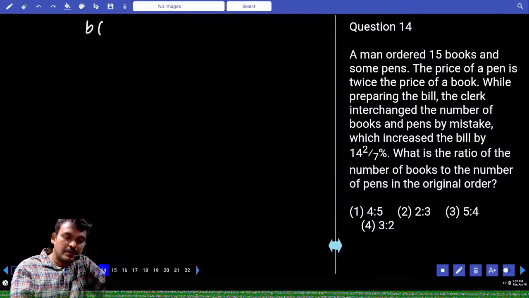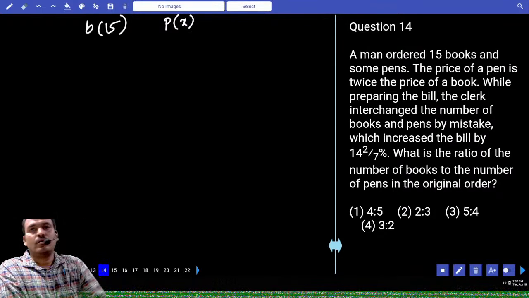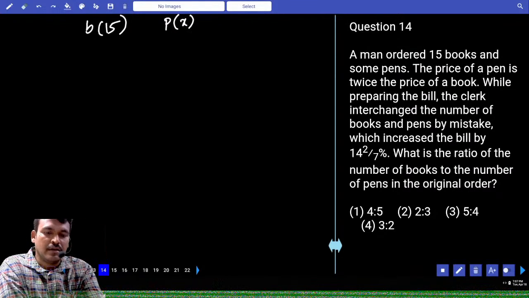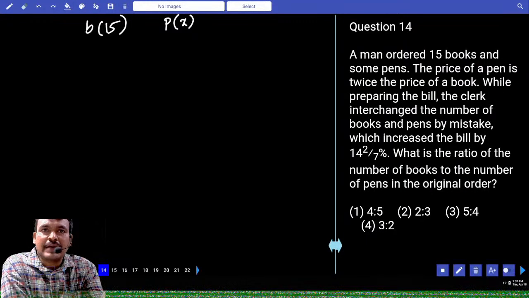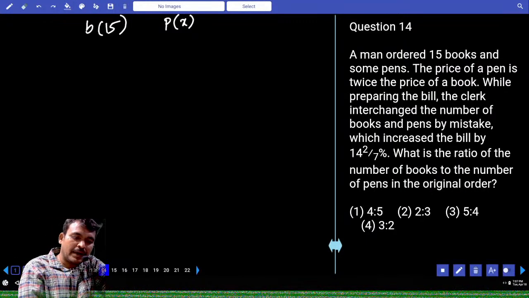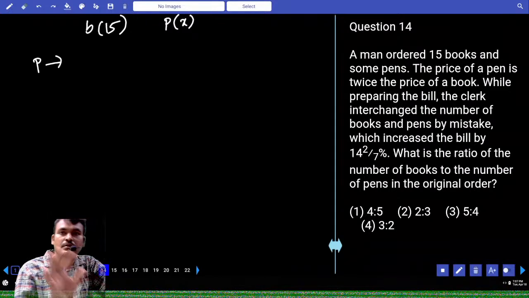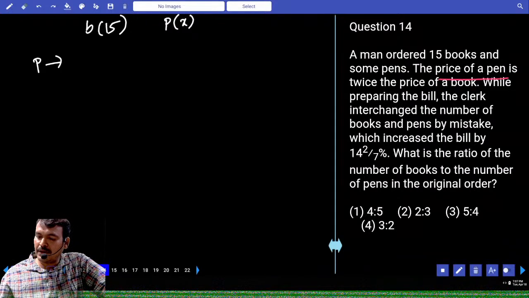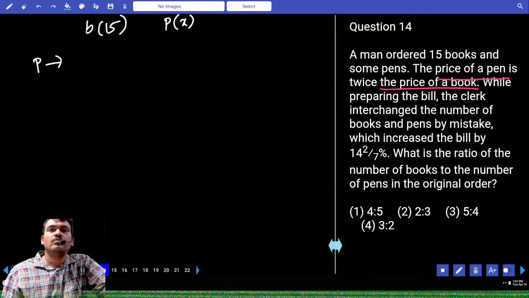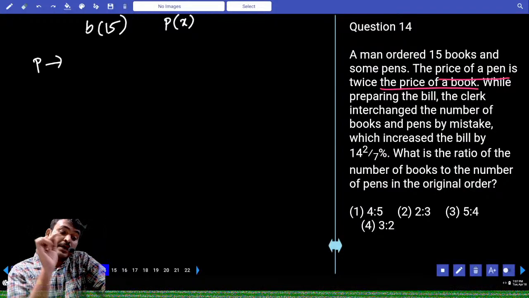How many books are purchased? 15 books. Next, originally pens are X pens. Originally how many books are purchased? 15. How many pens are purchased? X. What is each one book price? Suppose each book price, the pen price will be twice which one? Book price or pen price? It will be double the book price.